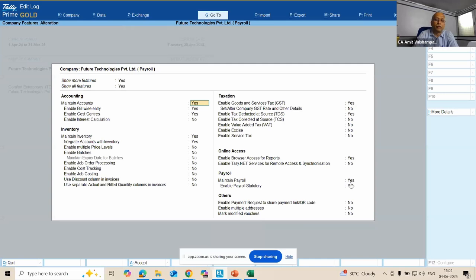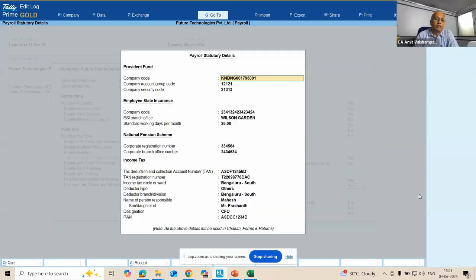So here you typically have this payroll features. Once you say yes to both these questions, you will get this payroll features. Once you say yes to this payroll feature, this is where you're telling the system that I wish to maintain payroll, and this is where you're telling the system that I wish to maintain payroll for statutory compliances. So the moment you tell the system that, it will ask you to feed a lot of information. There's a lot of configuration that is there as a part of payroll.